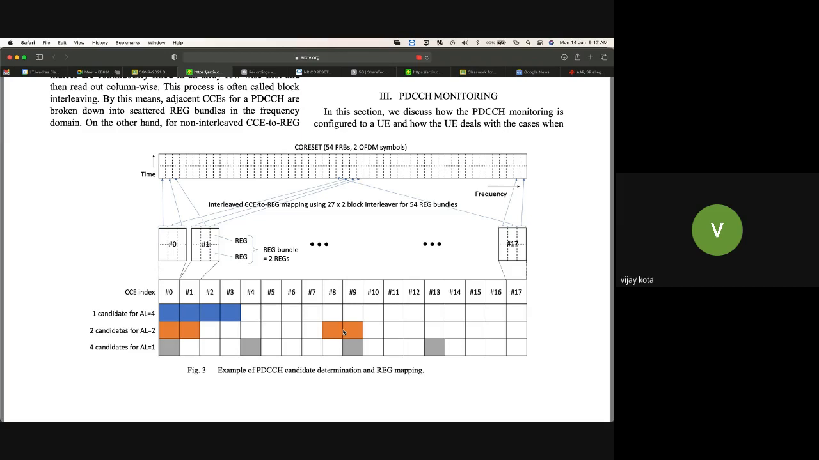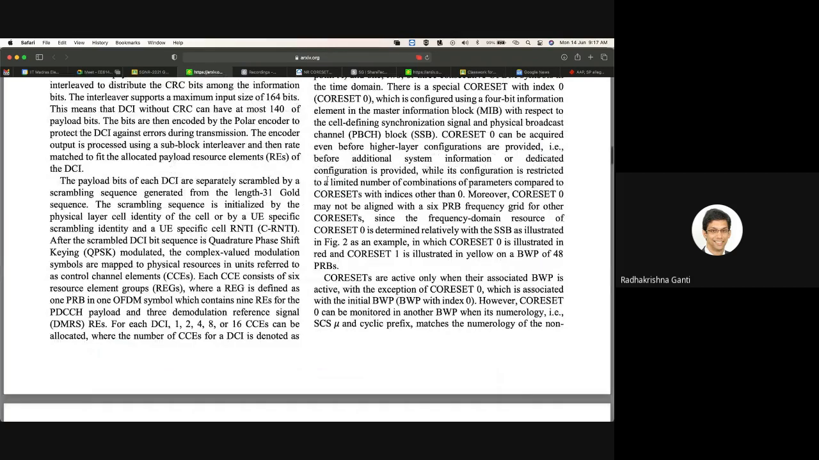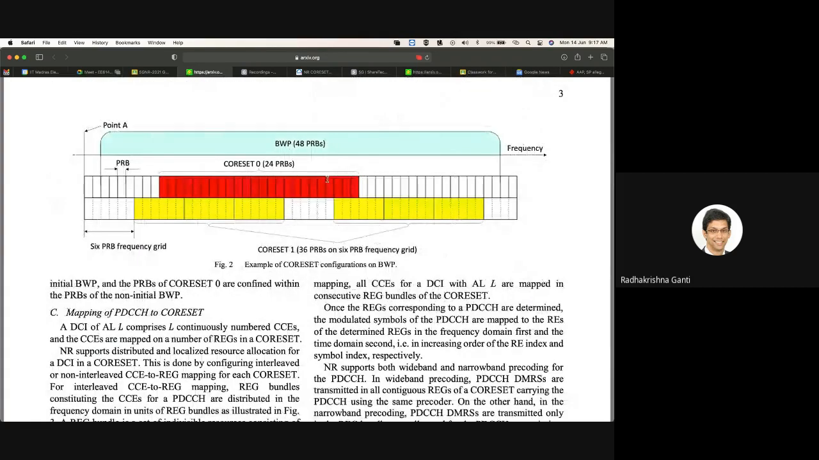No, okay, sir. Can you please repeat, sir? Okay. See, this is a core set. This core set has a search space. So can you look at this picture? Can you look at figure 2 now? Is figure 2 visible? Yes, sir.